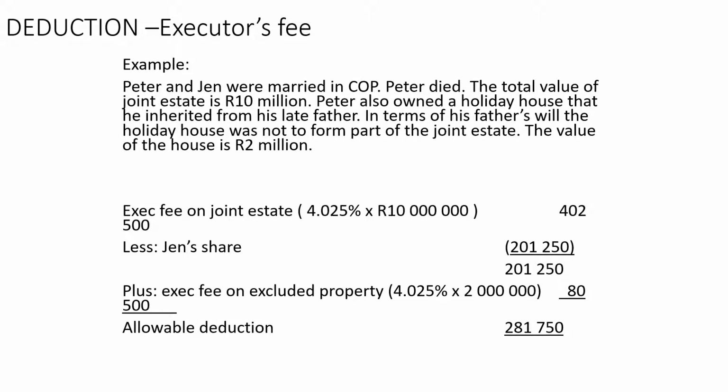Here we have a practical example of married in community of property. So the joint estate value is 10 million rand. Executors fees is charged on that inclusive of VAT, but only 50% will be allowed as a deduction. Then for the holiday house of 2 million rand, this was excluded from the joint estate, so that is subject to normal executors fees.